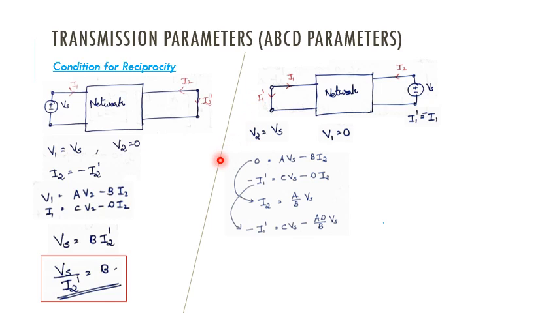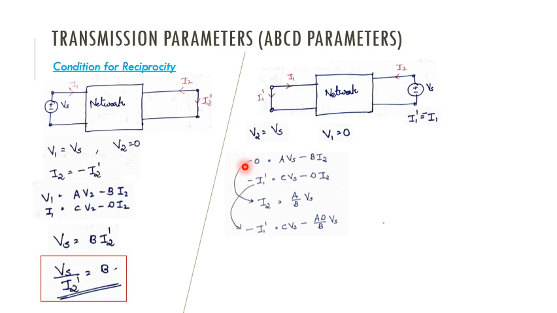For that, let's consider the parameter equations and substitute values in the first parameter equation. So the first equation will change to 0 equal to AVs minus BI2. V2 is Vs and V1 is 0 here. Now let's consider the second equation, which gives minus I1 dash is equal to C into Vs minus D into I2.